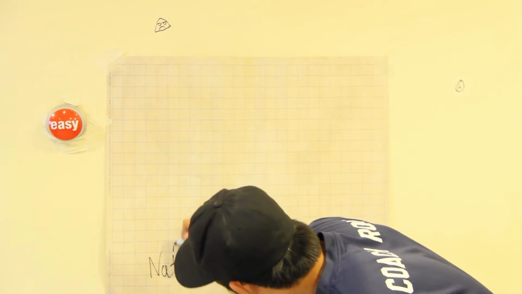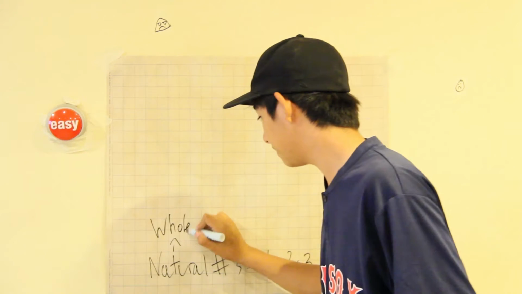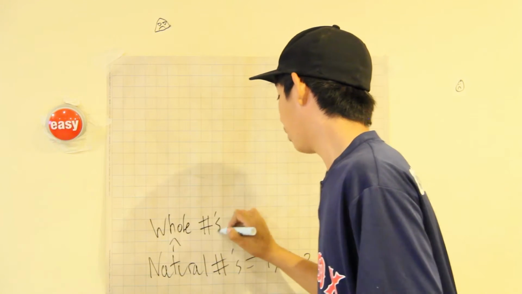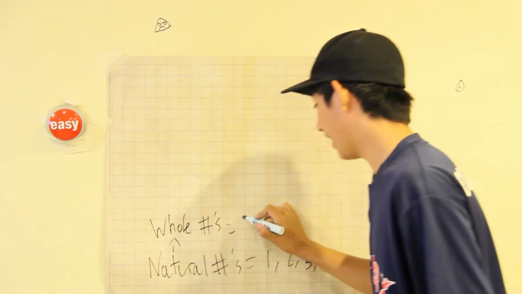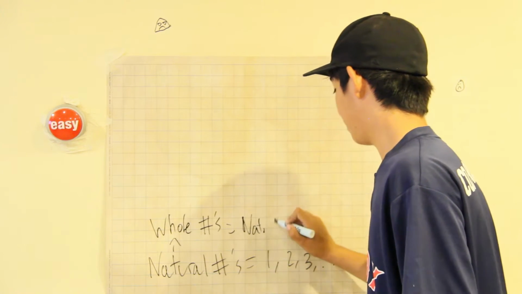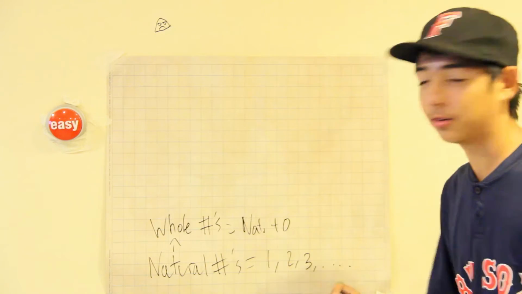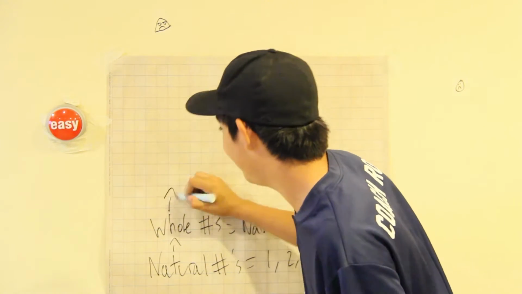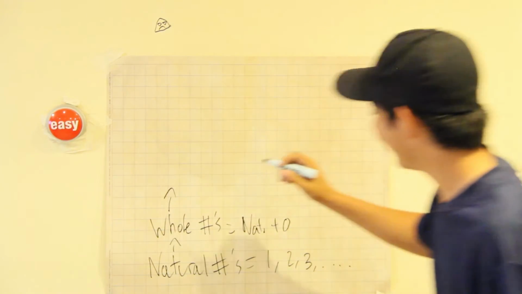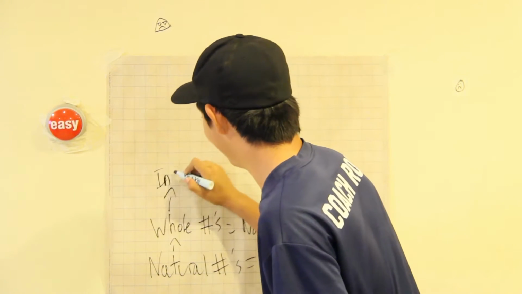Above this is the set of whole numbers. And the set of whole numbers is equal to the set of natural numbers plus 0. It's a very useful category. Use it all the time. Helps you with the CPCTC all the time. Easy.